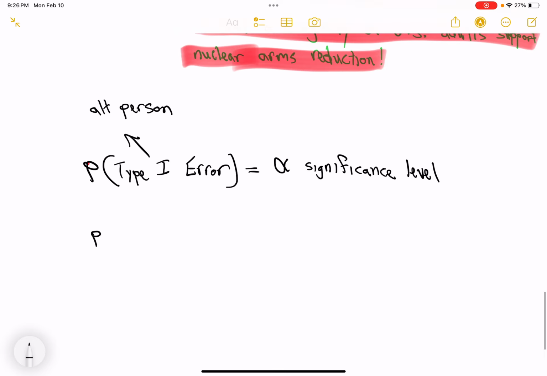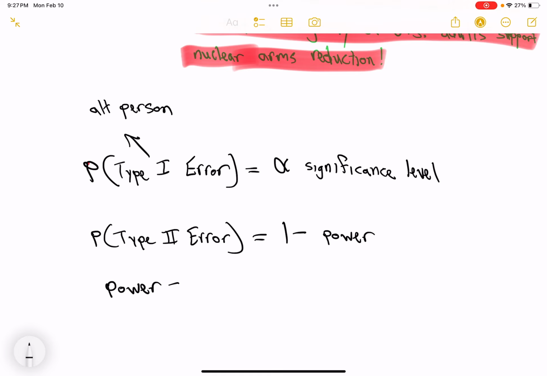On the other hand, the probability of a type 2 error is equal to 1 minus your power level. And on the other way around, right, your power is equal to 1 minus the probability of a type 2 error. Remember, a type 2 error. If type 1 is alt, type 2 is old person. They will not let go of their ways. It is when you fail to reject the null when you should have.